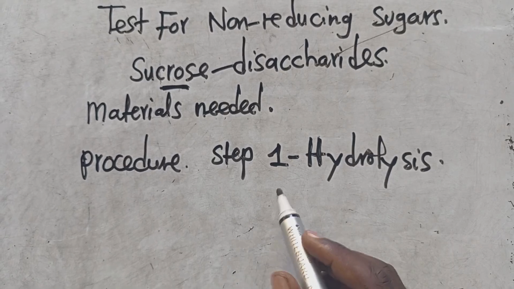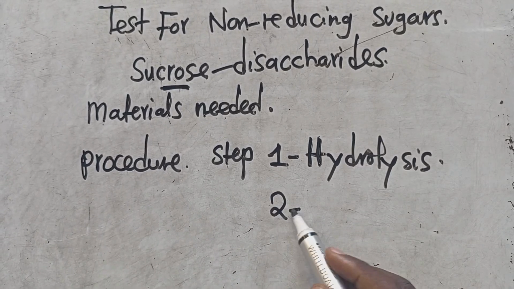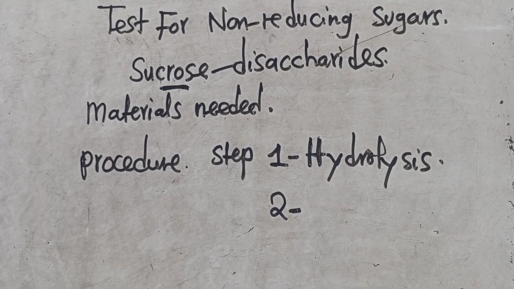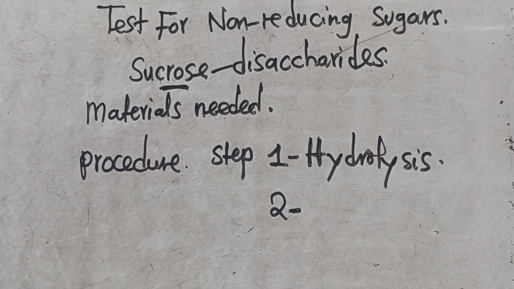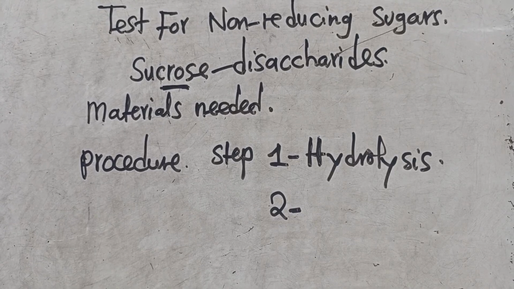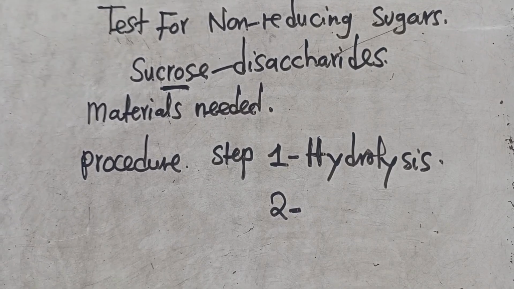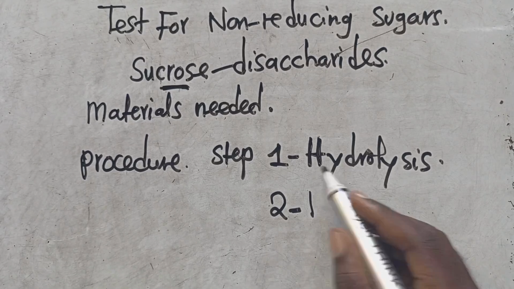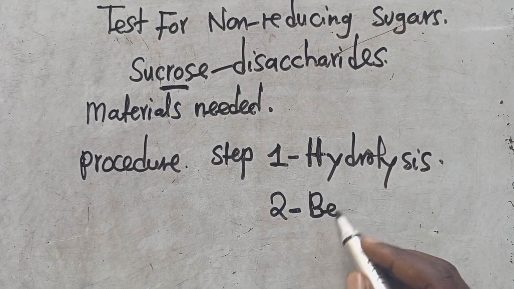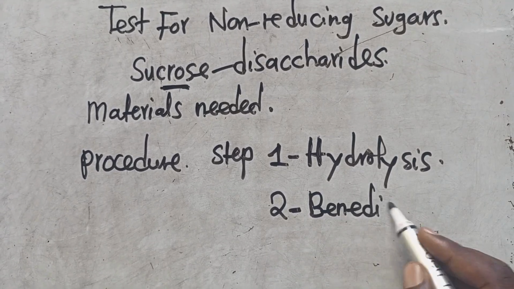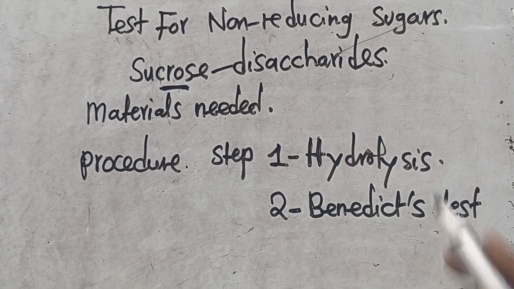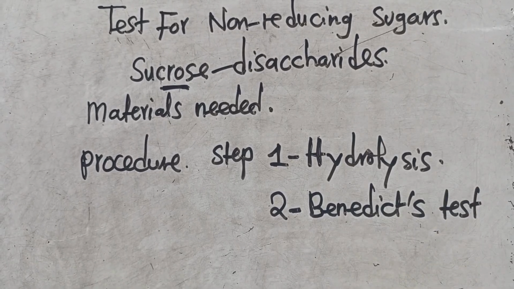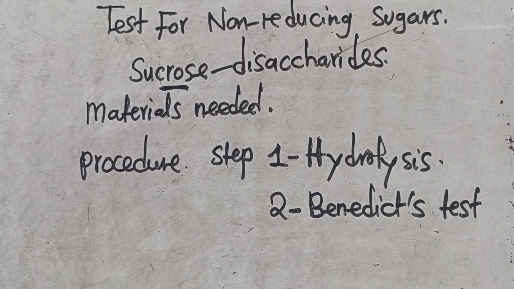Step number 2. I'm just giving you these steps so that you get some ideas, even as we go to do practicals, we need to make sure that we understand these things. So the first step is hydrolysis. The second step is what we call a Benedict test. Here we ended on the part where the solution is neutralized.